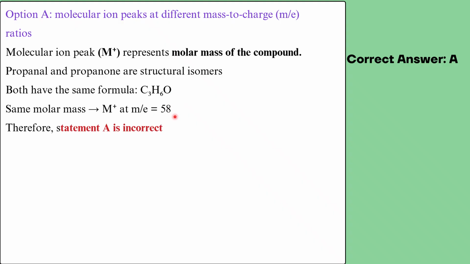So we get to know that both of them have the same molar mass, and when they have the same molar mass, they both will have the same mass to charge ratio, due to which we will get the molecular ion peak at the same point for both structures. This means option A is absolutely incorrect, because it is stating that propanol and propanone both will have different molecular ion peaks, but it is not so. Since they both have the same molecular mass, they both will have the same molecular ion peak. So the correct option is A.